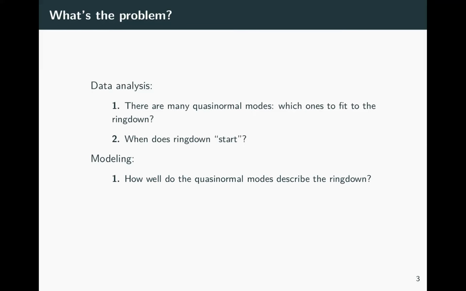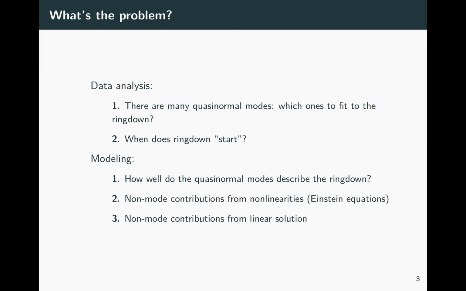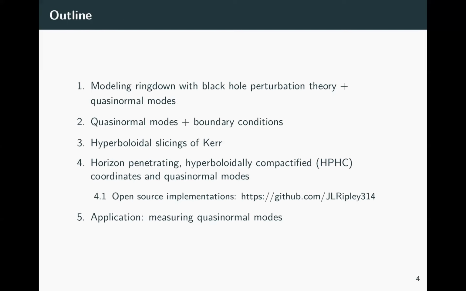You can also ask how well quasinormal modes, this picture, describe the ringdown. These modes are obtained from linear perturbation theory. So you could imagine perhaps the nonlinearities inherent in the Einstein equations will also affect this picture, and perhaps these nonlinearities could be important. There could be corrections to the QNM picture. Also, even within the linearized treatment of the Einstein equations, there are non-mode solutions. So could those non-mode solutions also be in your signal that you should be fitting for? These are some questions people have.